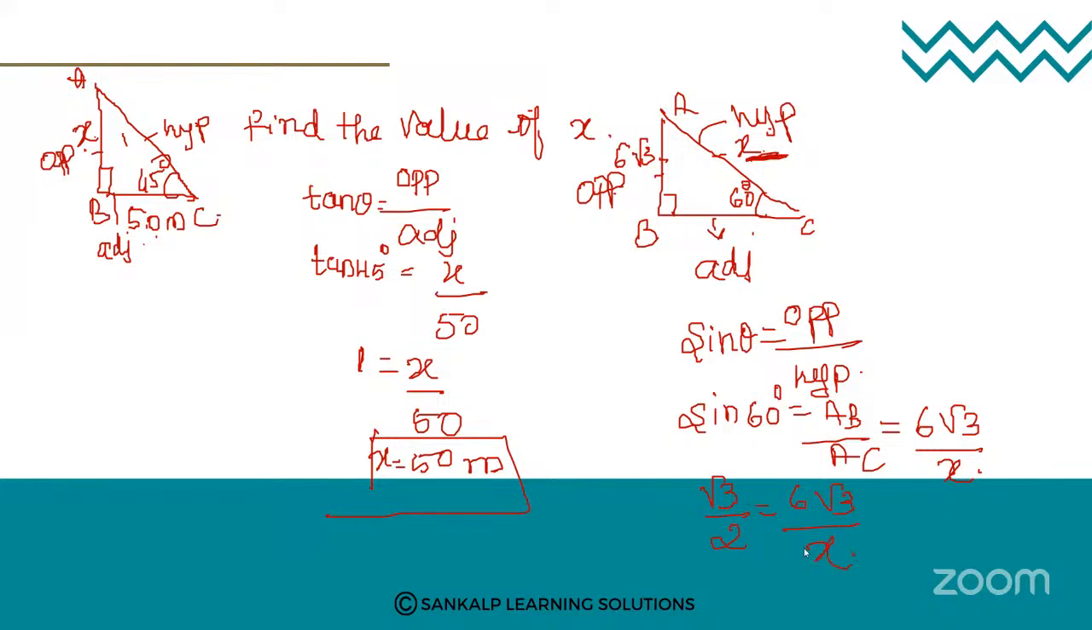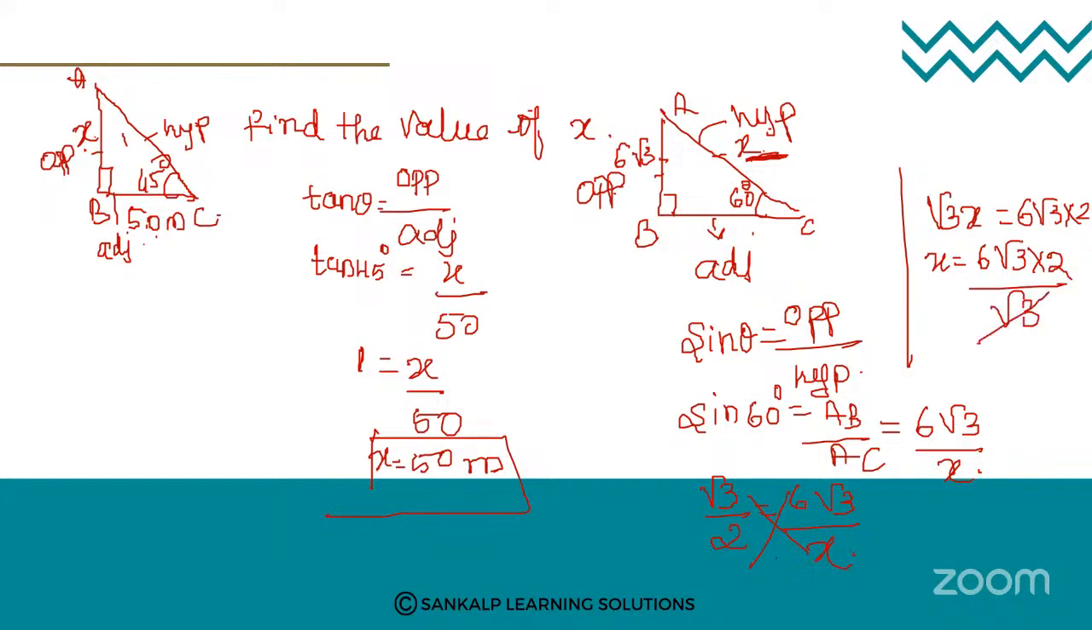Now do cross multiplication. So root 3 X is equal to 6 root 3 into 2. That means X is equal to 6 root 3 into 2 divided by root 3, transferring this root 3 to this side. Root 3 and root 3 will get cancelled. So X is equal to 6 2s are 12 meter you will get. See, this is 6 root 3 meter, then this is 12 meter.